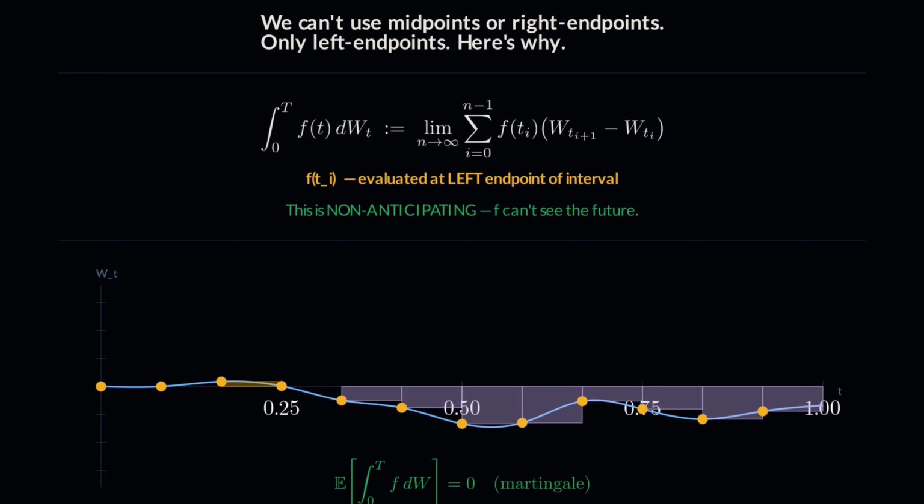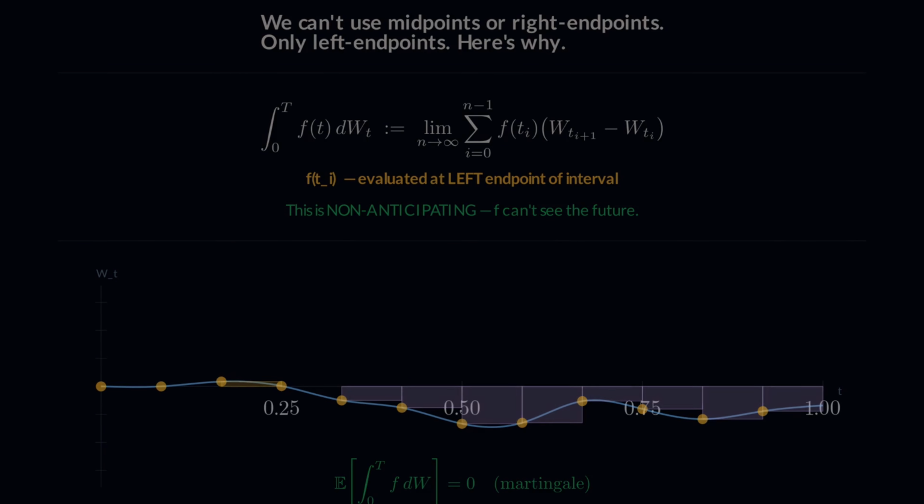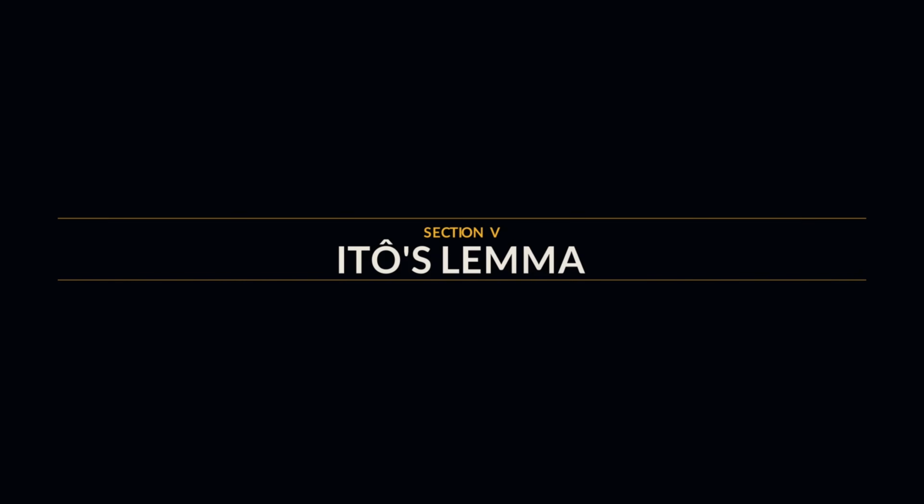The result is a martingale. Its expected value is always 0. The positive and negative rectangles cancel on average.